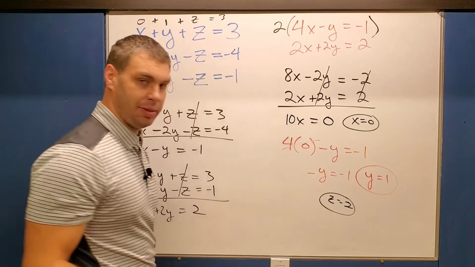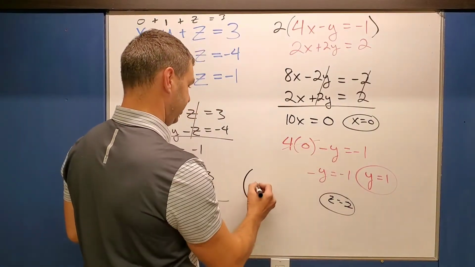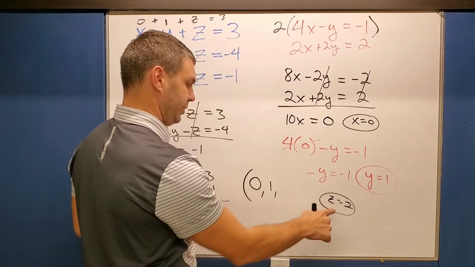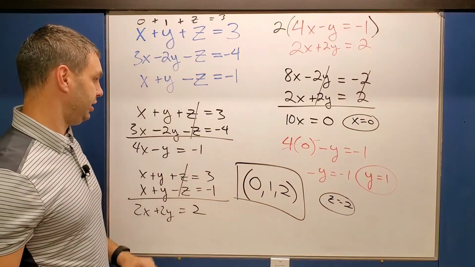All right, and then remember, you write your answer as an x, y, z ordered triple. And so here my x is 0, my y is 1, and my z is 2. And that is the answer to this system of equations in 3 variables.